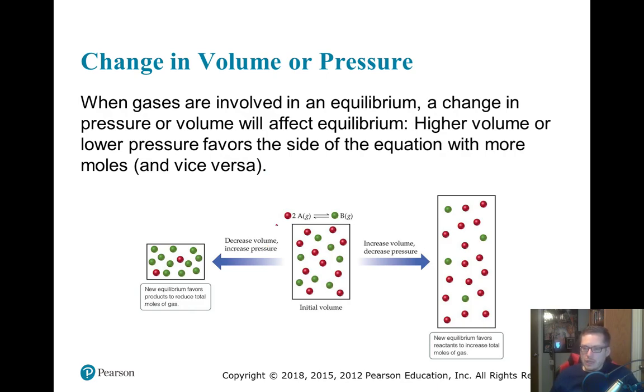So in the middle here, we've got 2A in equilibrium with B. And there are two ways we can increase the pressure. We can decrease the volume, or we can add more of whichever gas we want to. Now, you have to be careful, because if you add gas, that also increases the concentration, which leads us back to what we just finished talking about.